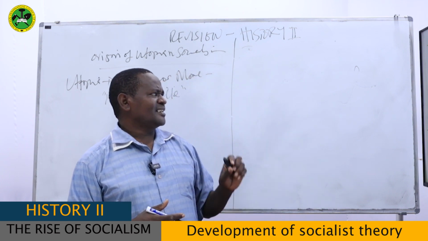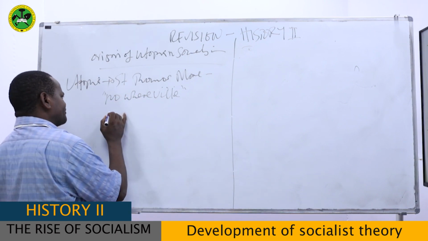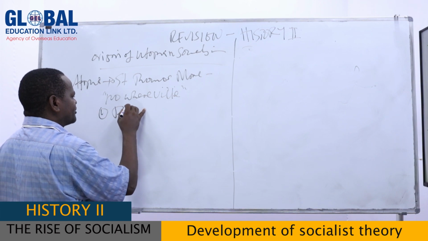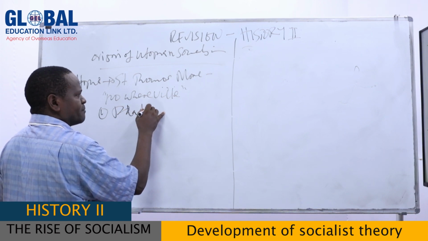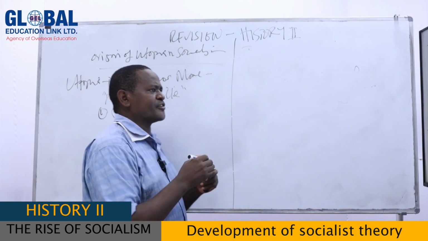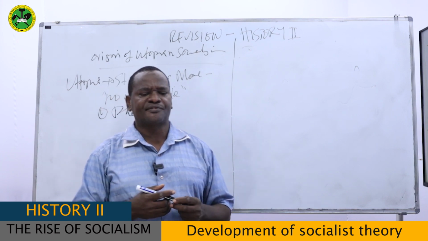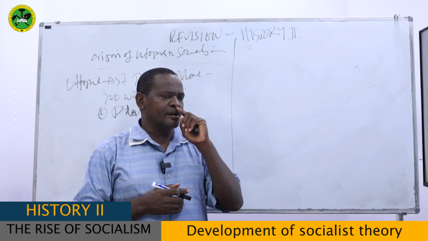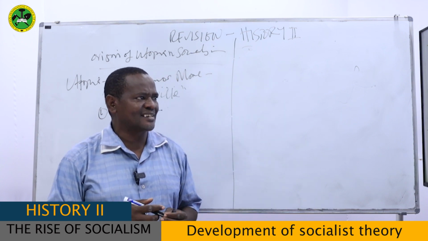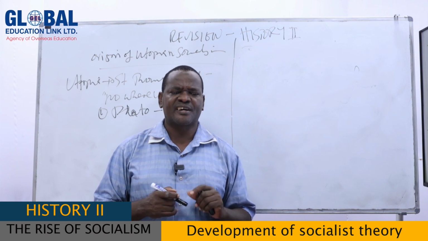And let's look now at the origin of utopia. Where do we trace this idea of utopia? The first area where we can trace the origin of utopia is from Plato. Of course, he wrote a book called the Republic in 360 BC, and he gave an idea of a slave society with a rigid class system, and those classes were divided into three.